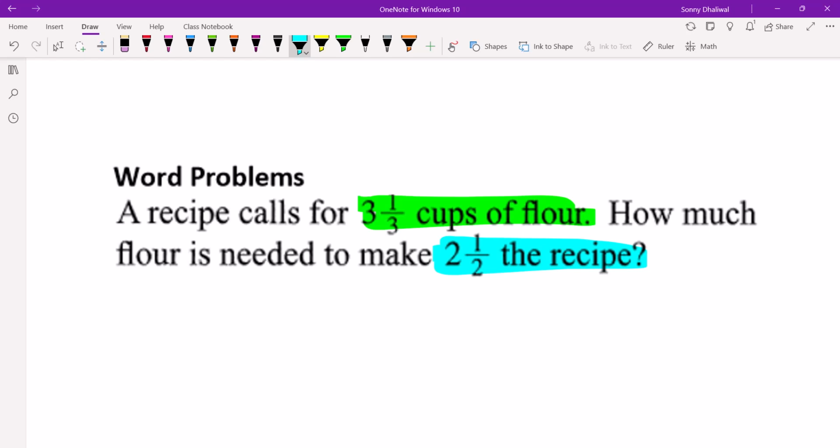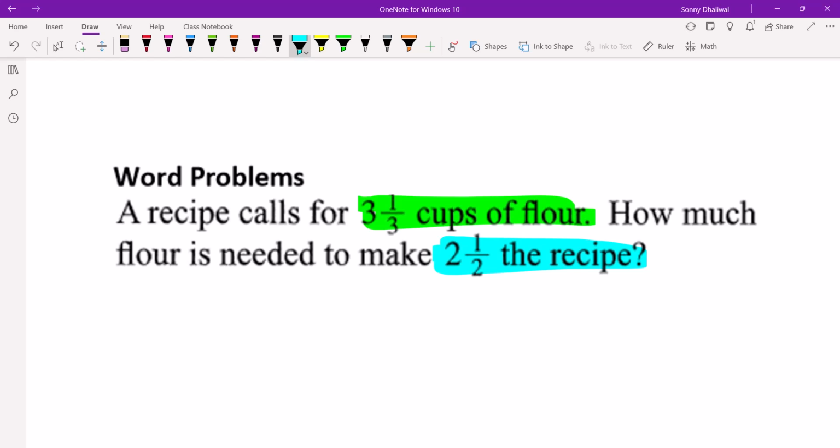Armand's being nice. Sunday morning, he's like, Mom and Dad, I'm going to make pancakes for you guys for breakfast. He's so nice. So the recipe calls for 2 cups of flour, but those 2 cups of flour don't make enough pancakes. He's got a big family, so he wants to triple the amount of pancakes. How much flour would he need?